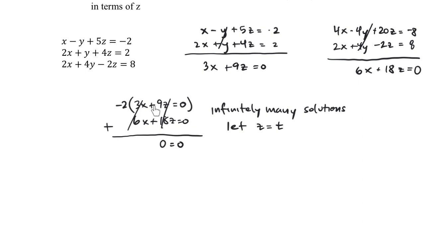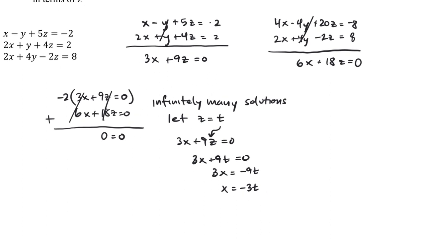So I'm going to take this version of the result from step 1, 3x plus 9z is equal to 0. We make this substitution here, that z is equal to t, so this becomes 3x plus 9t is equal to 0. If we move the 9t to the other side, we get 3x equals negative 9t, divide by 3, and x equals negative 3t.